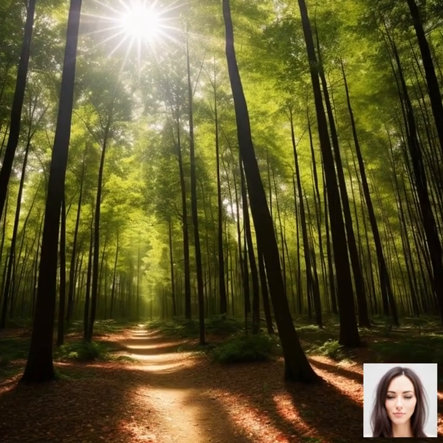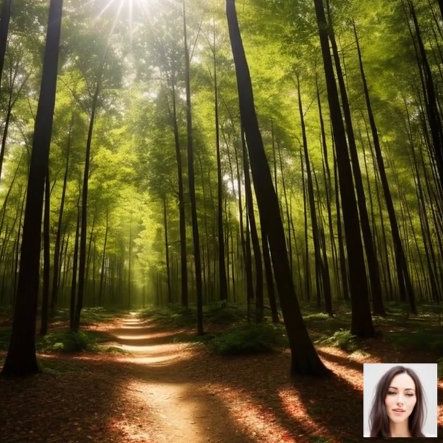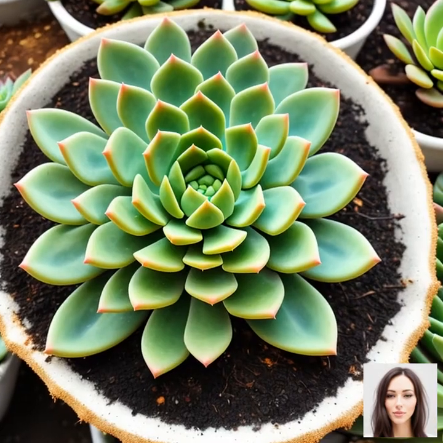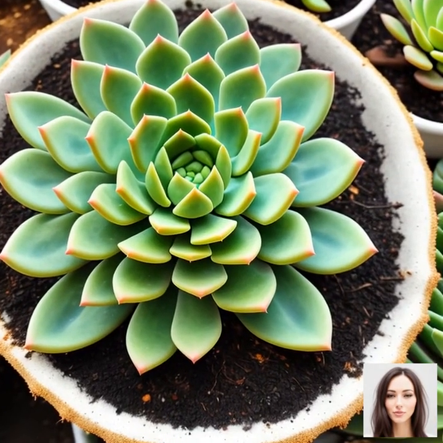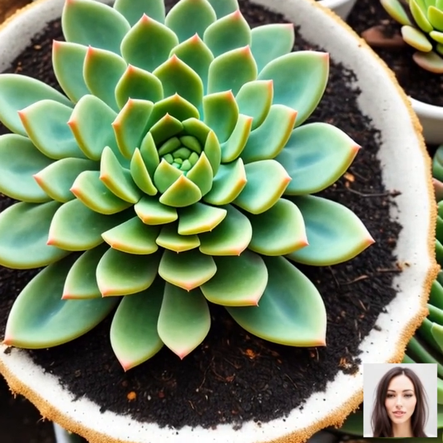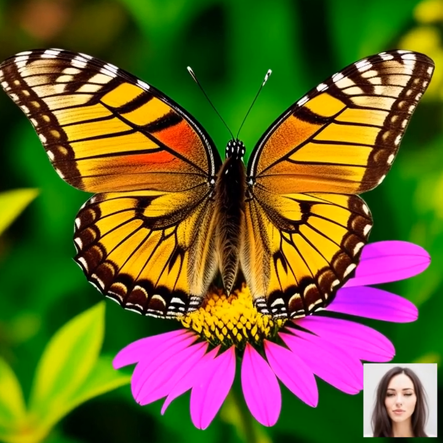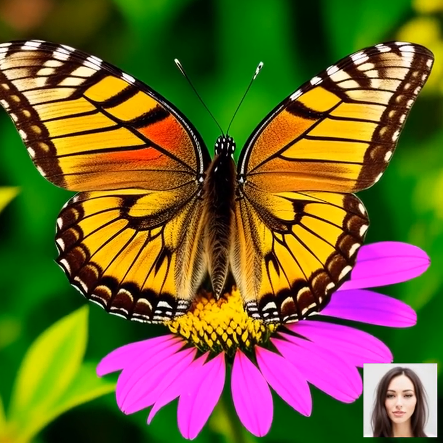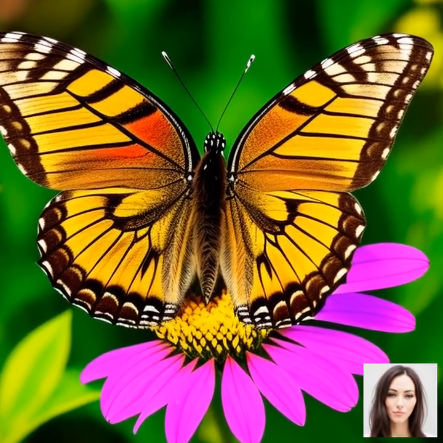In conclusion, sunlight is a critical component of plant growth, providing the energy needed for photosynthesis and influencing various aspects of their development. Without sunlight, plants would be unable to produce the energy they need to grow and survive, making it an essential factor in their life cycle.